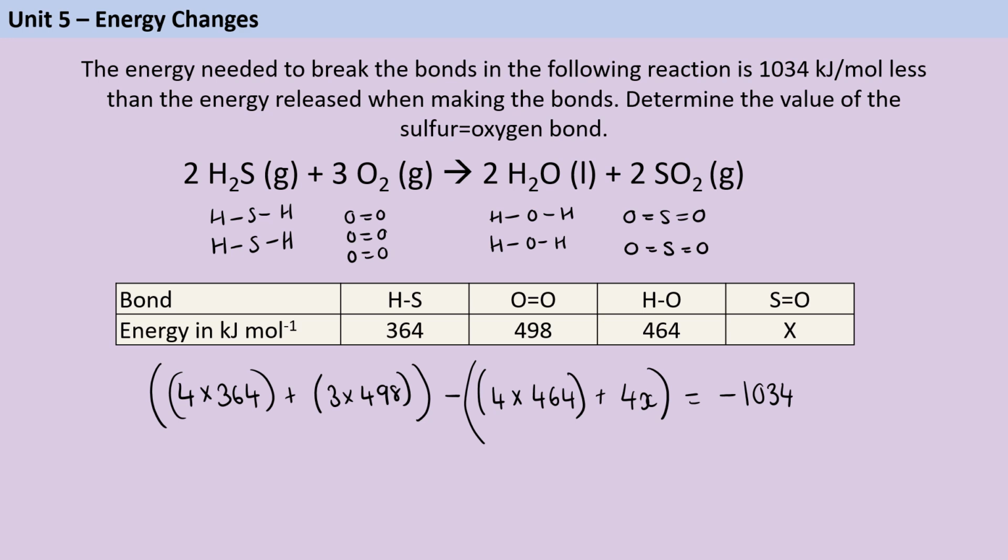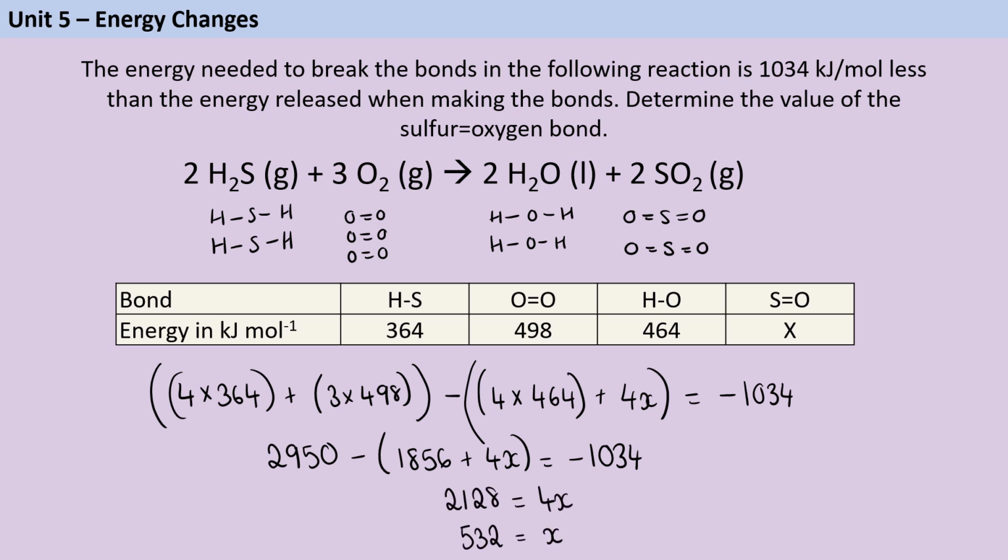So now I'm going to multiply out all of these values, and I'm going to have 2,950 on the left, and then 1,856 plus 4x. So then I can simplify this further and I get a value of 2,128 for 4x, and then I divide by 4 to get my final value for x, which is the value of the sulfur-oxygen bond.